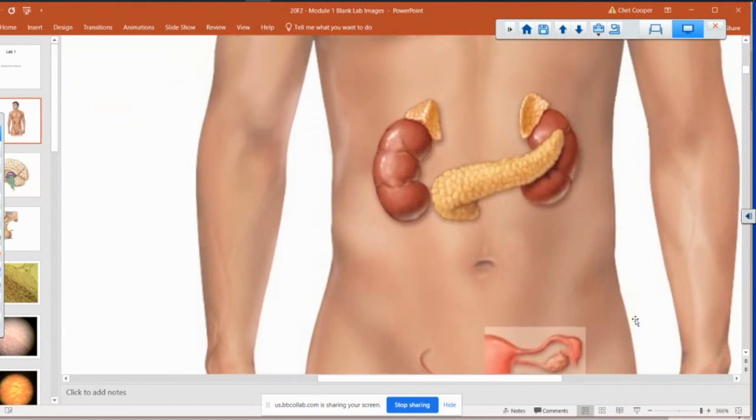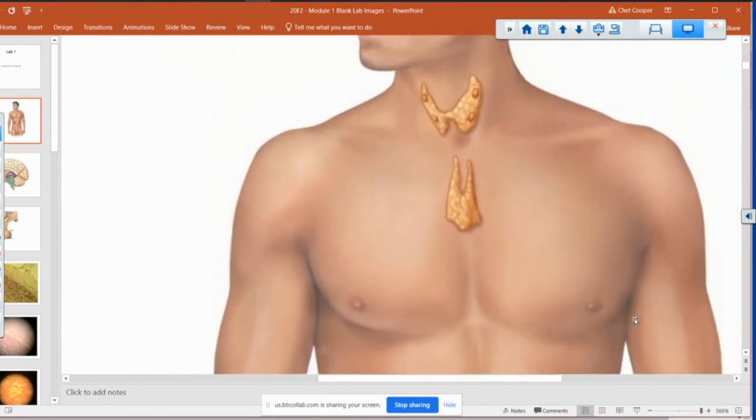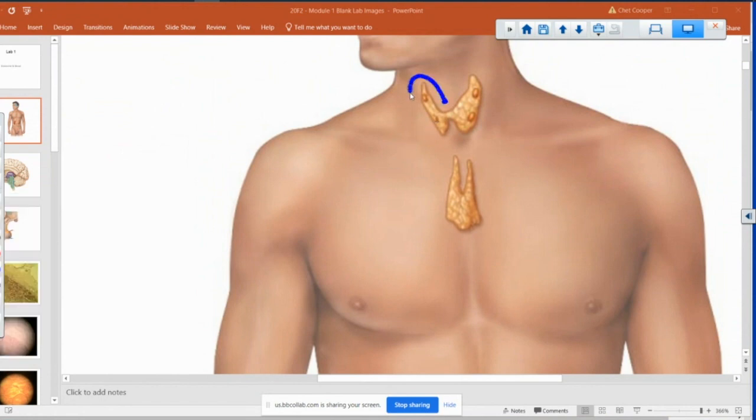So we'll go up in the body to the chest and the neck. Right here. I'm guessing somebody in this room already knows what this butterfly-shaped one in your neck is. Very good.